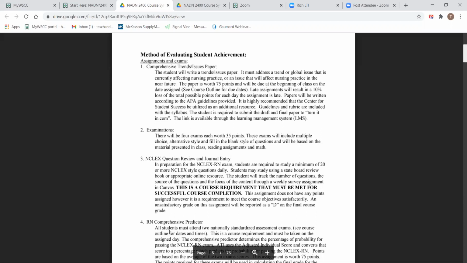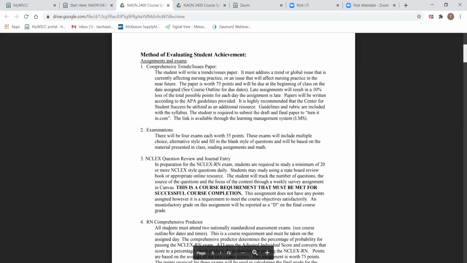The papers are written using the APA guidelines. It's highly recommended to use the Center for Student Success. I know that you have not written a paper for our faculty, but in years past, you've done more papers, so you're a little more prepared for writing this paper. If you're not good at writing papers, it is imperative that you seek help early on this assignment.